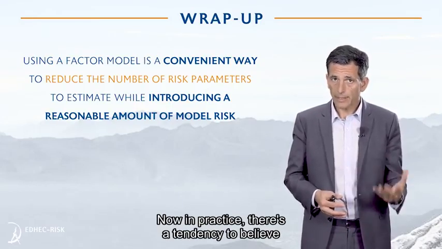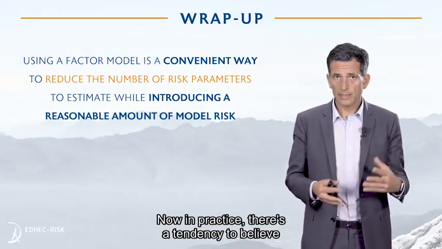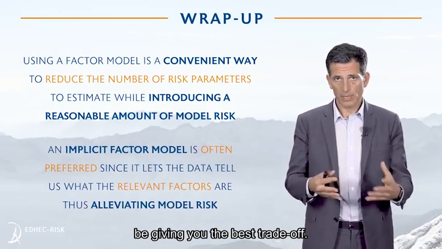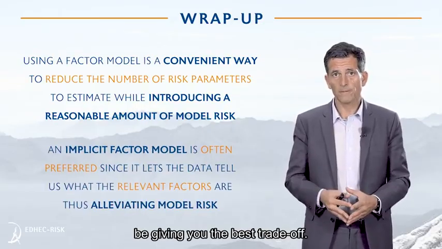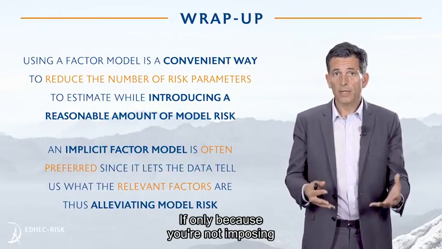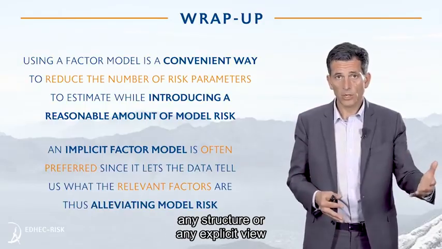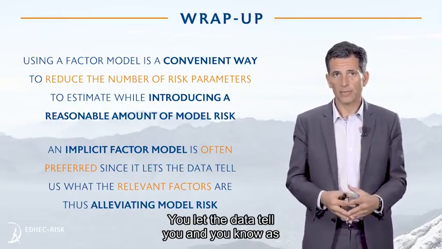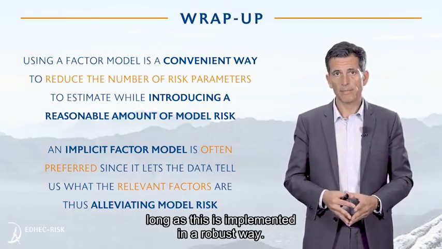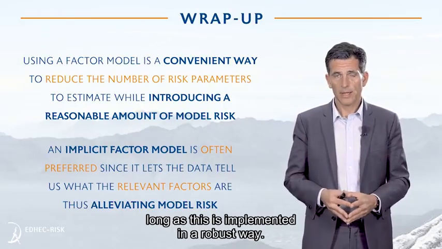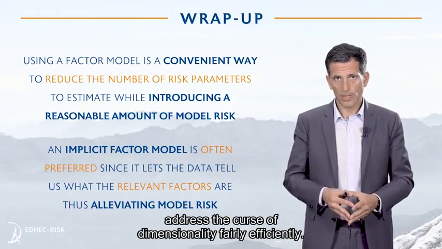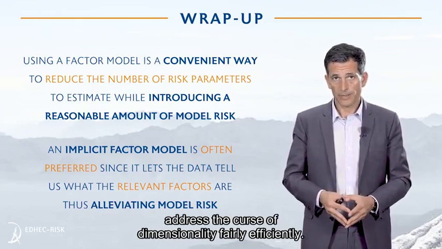Now, in practice, there's a tendency to believe that using an implicit factor model can be giving you the best trade-off, if only because you're not imposing any structure or any explicit view on what the factors should be. You let the data tell you. And as long as this is implemented in a robust way, hopefully this will allow you to address the curse of dimensionality fairly efficiently.